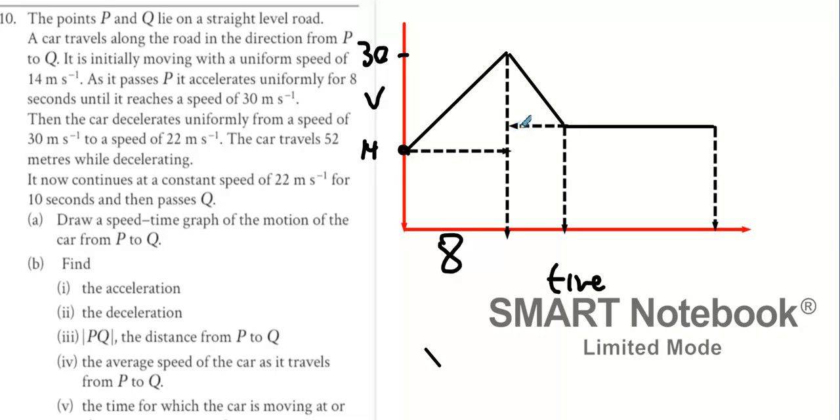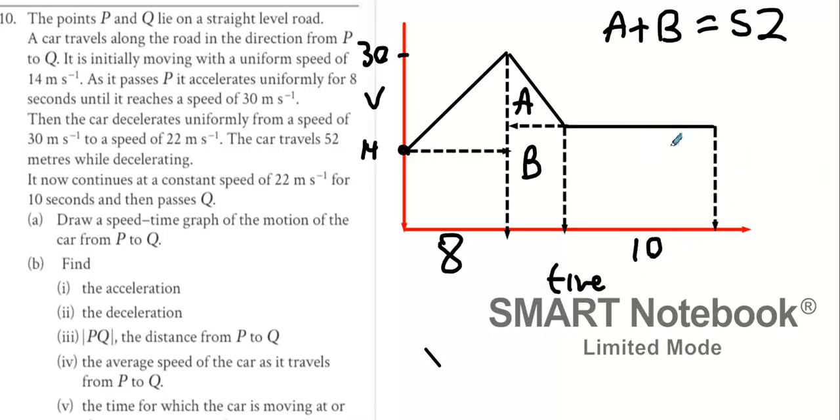But what it does say is that area A and B combined. What's A plus B? 52. So I do know that much. And then I know it goes to 22 and it does that for 10 seconds at 22. So easy information to fill in is that this last rectangle is 220 meters. Is that okay? It's 22 by 10. That's easy money.